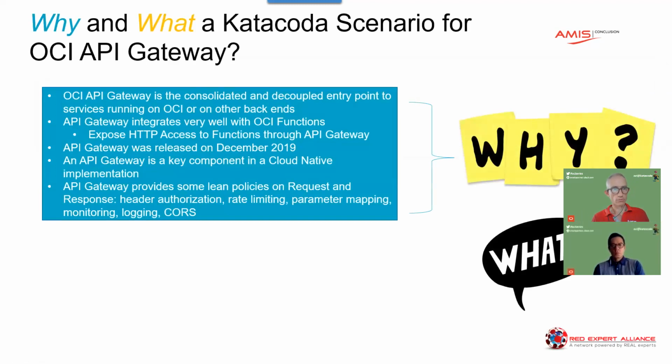So our scenario on the OCI API Gateway, the hands-on scenario, well, why is hopefully clear by now. The API Gateway is the consolidated and decoupled entry point to services running on OCI or on other backends. Basically, if you want to invoke a service, whether the service is a function, a container, a virtual machine, or a third-party backend, go through the API Gateway. That's your one-stop entry point to your cloud-native environment.